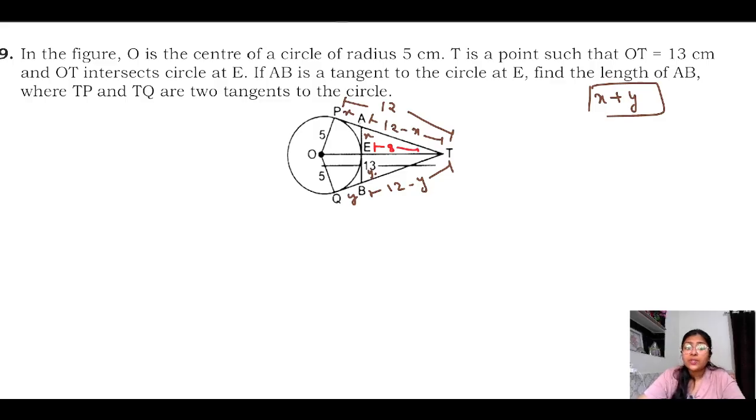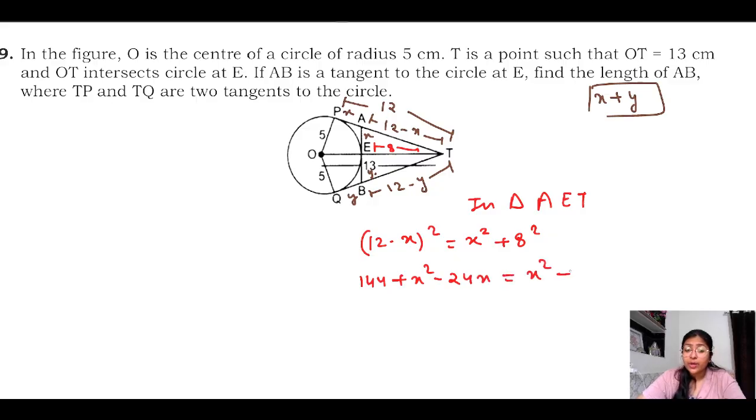Very good. Can you see the triangle AET? Yes, we can apply Pythagoras theorem. Yes, very good. Apply it. Hypotenuse square is equal to base square plus perpendicular square. Yes or no? Yes. So, can you expand this with the help of the identity? So it will be 144 plus x square minus 24x is equal to x square plus 64. Yes or no? Yes. Simplify this. Cancel the like terms. 144 minus 64 is equal to 24x. Subtract these two. 80 is equal to 24x.